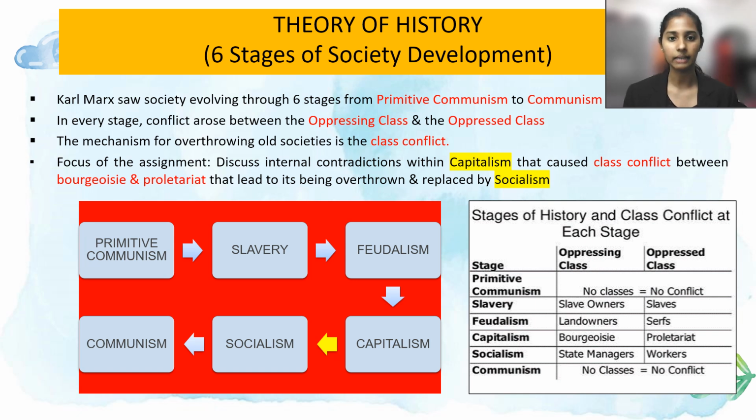The focus of this assignment is to discuss the internal contradictions within capitalism that cause class conflict between the bourgeoisie and the proletariat, which lead to its being overthrown and replaced by socialism. The six stages of the theory of history are primitive communism, slavery, feudalism, capitalism, socialism, and communism.